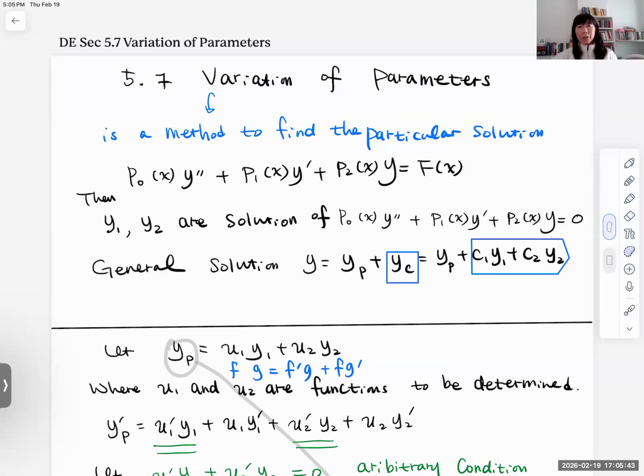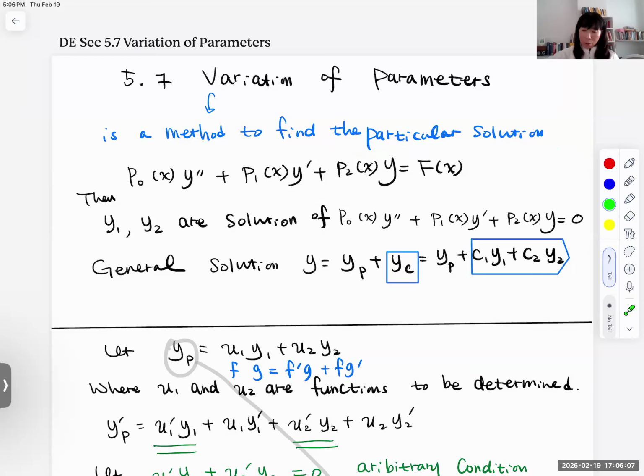Everyone. Today we are going to learn 5.7 variation of parameters. Okay, so what is variation of parameters? Variation of parameters is a method to find the particular solution of a non-homogeneous equation.